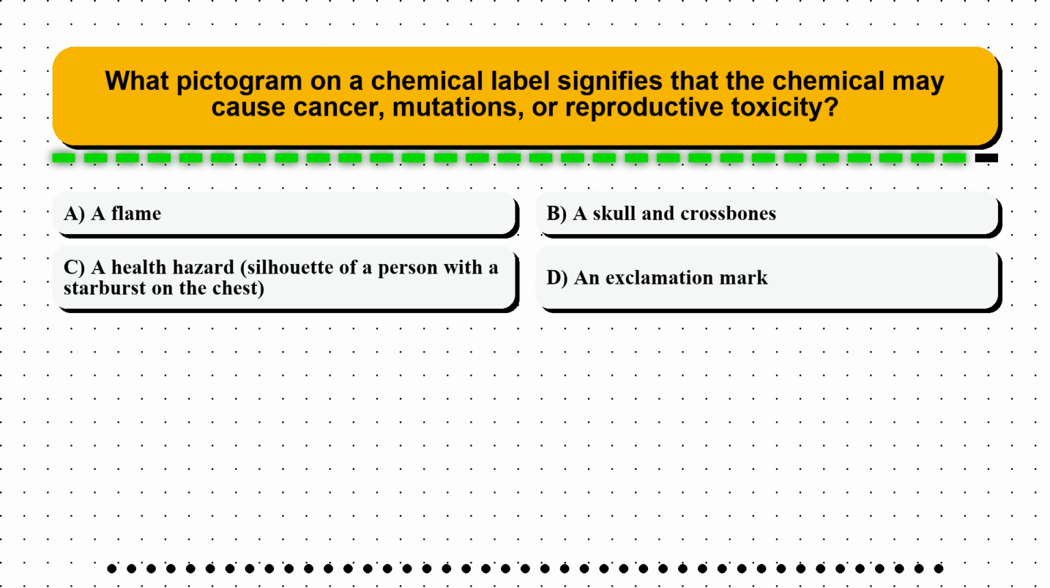Question 37. What pictogram on a chemical label signifies that the chemical may cause cancer, mutations, or reproductive toxicity? Option A, a flame. Option B, a skull and crossbones. Option C, a health hazard, silhouette of a person with a starburst on the chest. Option D, an exclamation mark.